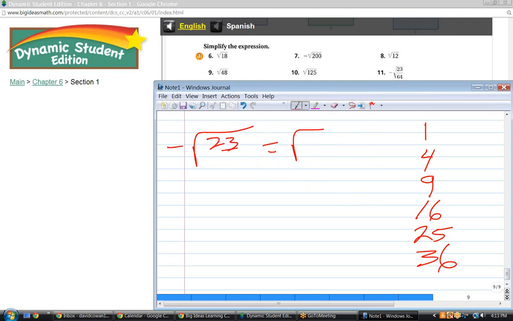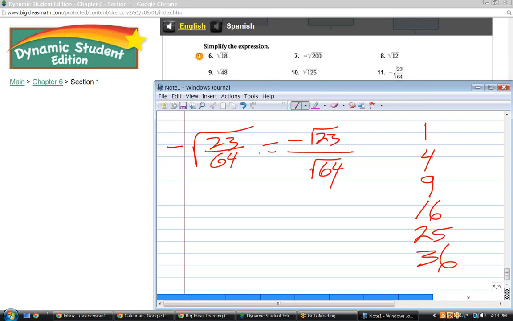Minus 23 over 64. So let's do the first step. What's the first step? Separate it into the quotient of 2 square roots. Yeah, root 23 divided by root 64. And I have to put that negative sign somewhere.